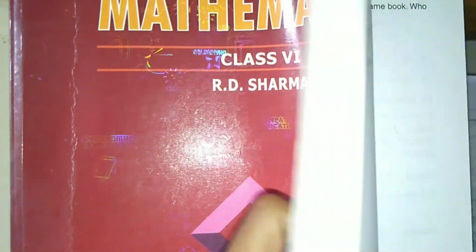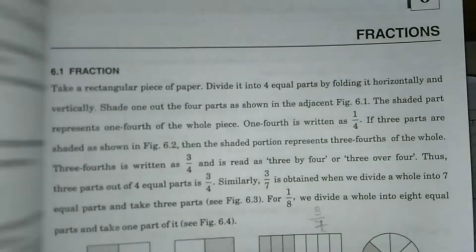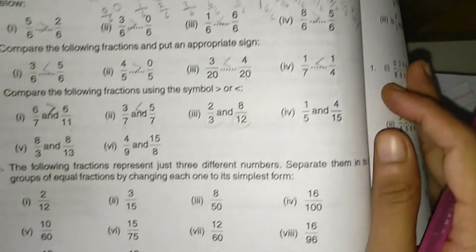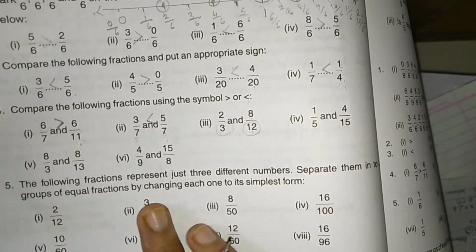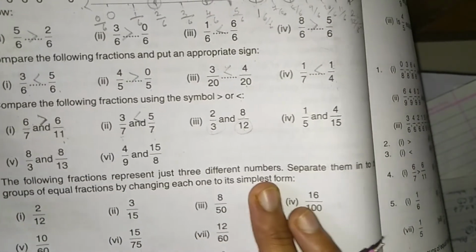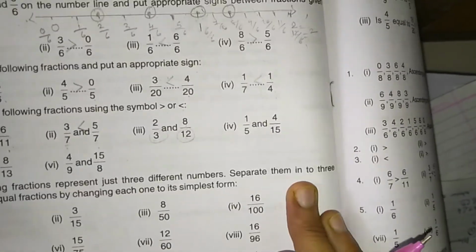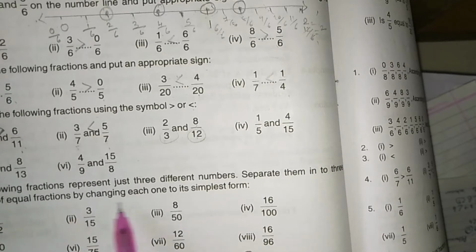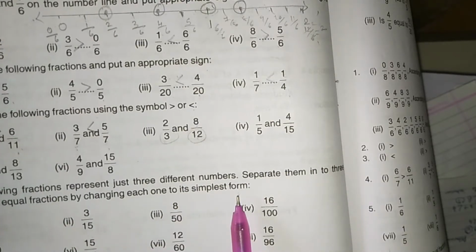From R.D. Sharma, Class 6, Chapter number 6, Fraction. In that, exercise 6.7, question number 5. The following fractions represent just three different numbers. Separate them into three groups of equal fractions by changing each one to its simplest form.